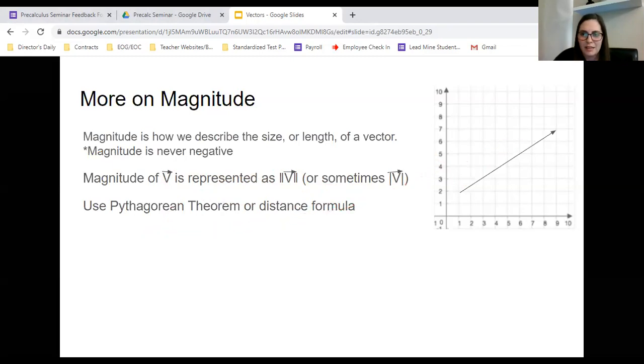So if I look at this problem here, I'm going to go ahead and make this a right triangle. And I see that my bottom here is 8, and my other leg here is 5. So I can do the Pythagorean theorem, 8 squared plus 5 squared equals c squared.